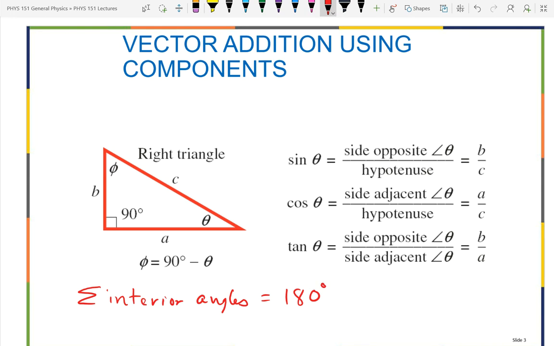So the sum of the interior angles is always equal to 180 degrees. You use that fairly regularly. I'll show you the law of sines and cosines in just a moment, because if it's not a right triangle, and even sometimes when it is, you'll find yourself using those. And what we do is we break a vector into its components.